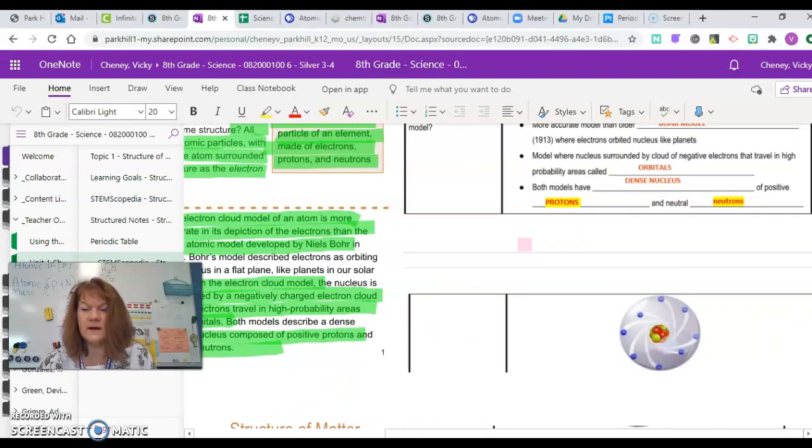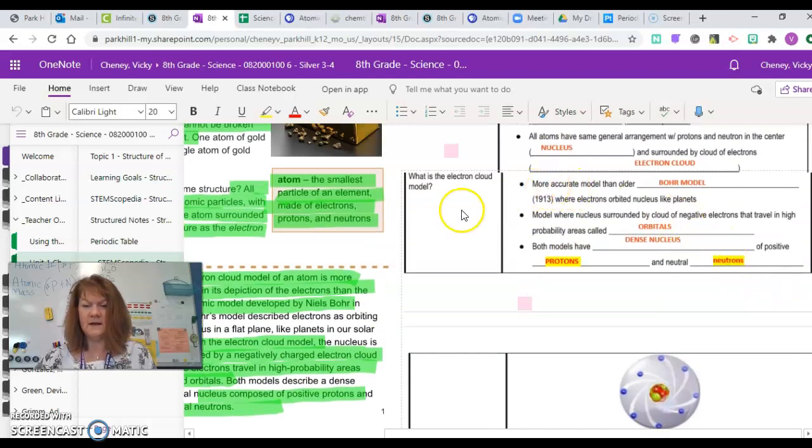Okay, so we look over here and we say, what is the electron cloud model? It is more accurate than the older Bohr model, which was developed in 1913. The model where the nucleus is surrounded by a cloud of negative electrons that travel in high probability areas is called the orbitals. And then both models have a very dense nucleus of positive protons and neutral neutrons.